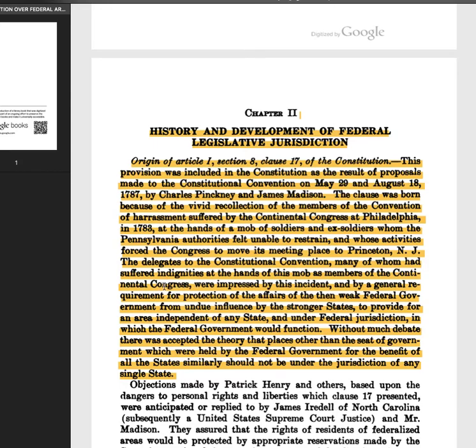Okay. Continental Congress were impressed by this incident and by a general requirement for protection of the affairs of the then weak federal government from undue influence by stronger states, to provide an area independent of any state and under federal jurisdiction in which the federal government would function. So it was like afraid that some states would overpower it.